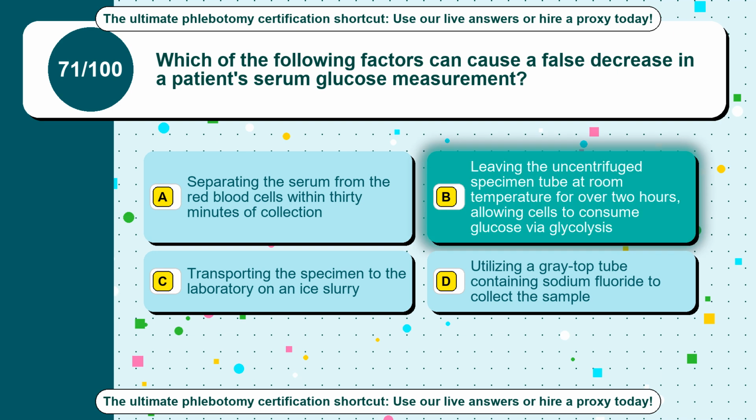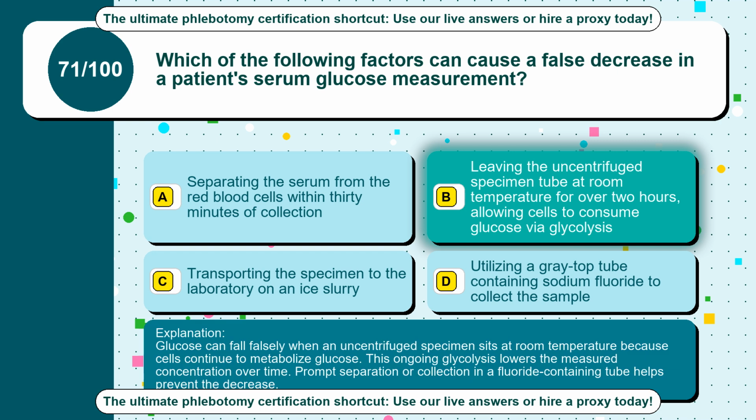The correct answer is option B, leaving the uncentrifuged specimen tube at room temperature for over 2 hours, allowing cells to consume glucose via glycolysis. Glucose can fall falsely when an uncentrifuged specimen sits at room temperature because cells continue to metabolize glucose. This ongoing glycolysis lowers the measured concentration over time. Prompt separation or collection in a fluoride-containing tube helps prevent the decrease.